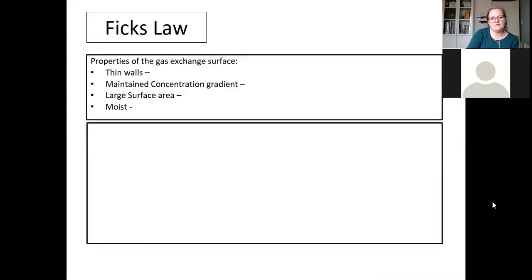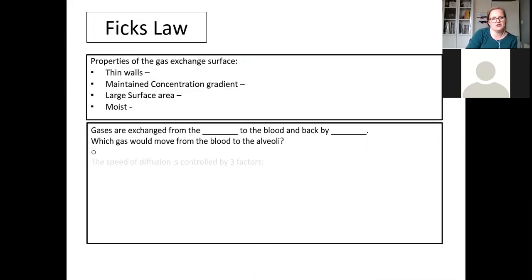Fick's law, we talked about Fick's laws before. So Fick's law, gases are exchanged.